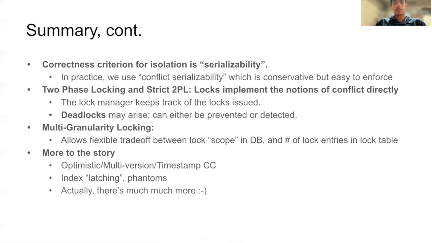And so we talked about serializability, and we talked about conflict serializability, and we talked about how two-phase locking and strict two-phase locking are going to implement these notions of conflict directly. We also talked about deadlocks and how to keep track of the locks issued. And we talked about multi-granularity locking and how you can lock different levels of the database, according to the access patterns of your transactions. And that allows a nice trade-off between the scope of the locks and the number of lock entries in the lock table.